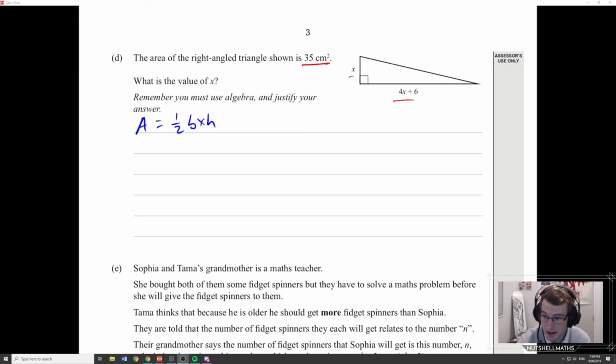So let's have a look. A equals half. Instead of the base, I'm going to write 4x plus 6. And instead of the height, I'm going to write x. Now this process we're doing is essentially substitution. And every time I substitute, I use brackets. I cannot emphasize the importance of that. Every time you substitute, use brackets. It's going to make your life much, much easier.